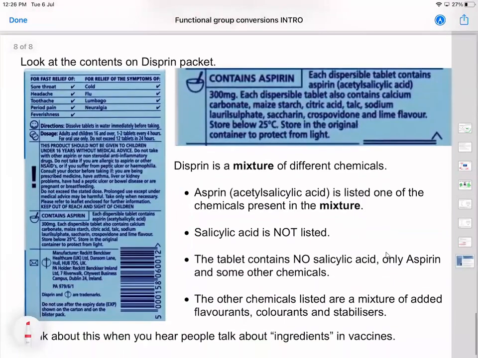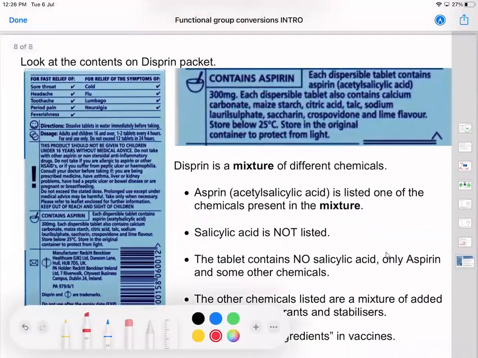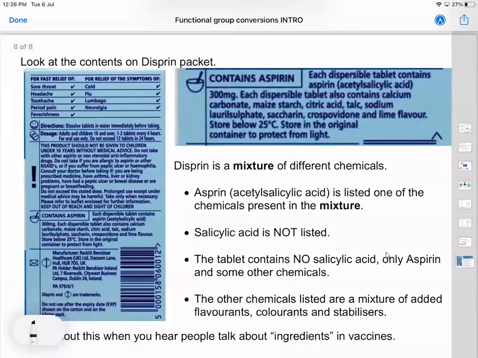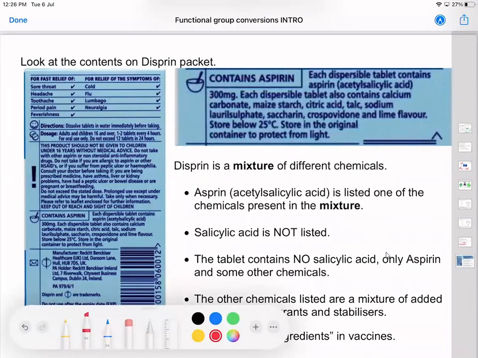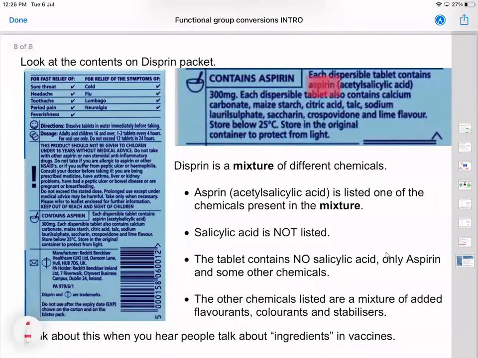If you look at the contents of a packet of Disprin, literally on the label on the box, what you'll notice is that it tells you that in the container you find aspirin, which is acetyl salicylic acid. The salicylic acid, the starting material, is not included. It's not an ingredient in the formula.